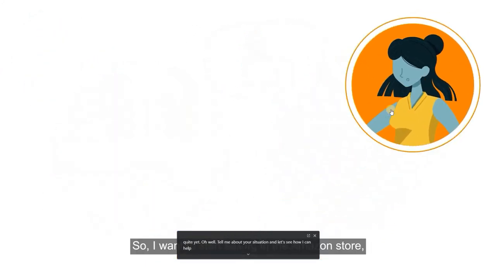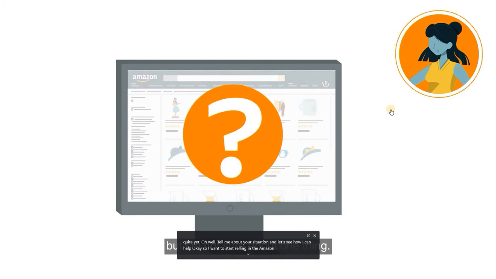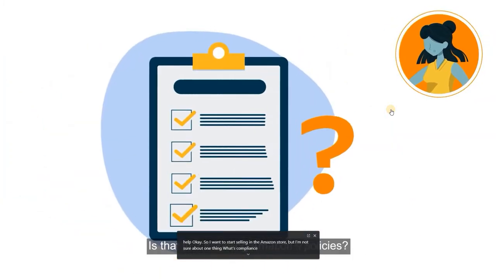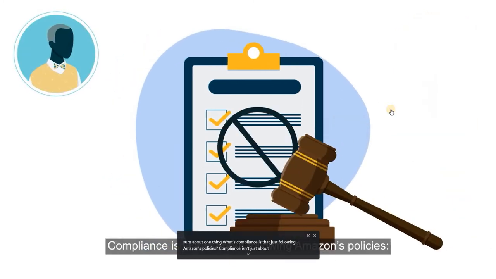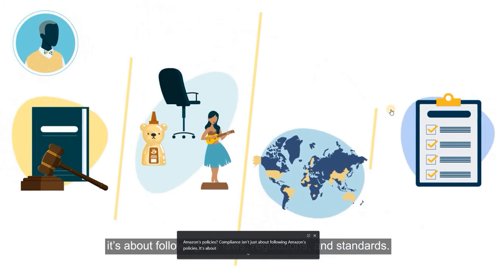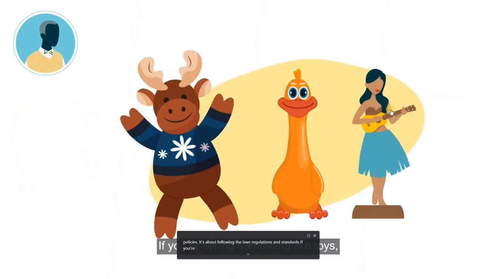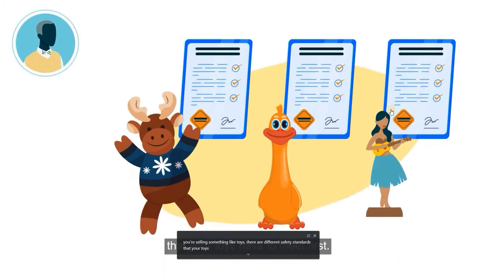Okay. So, I want to start selling in the Amazon store, but I'm not sure about one thing. What's compliance? Is that just following Amazon's policies? Compliance isn't just about following Amazon's policies. It's about following the laws, regulations, and standards. If you're selling something like toys, there are different safety standards that your toys have to meet first.